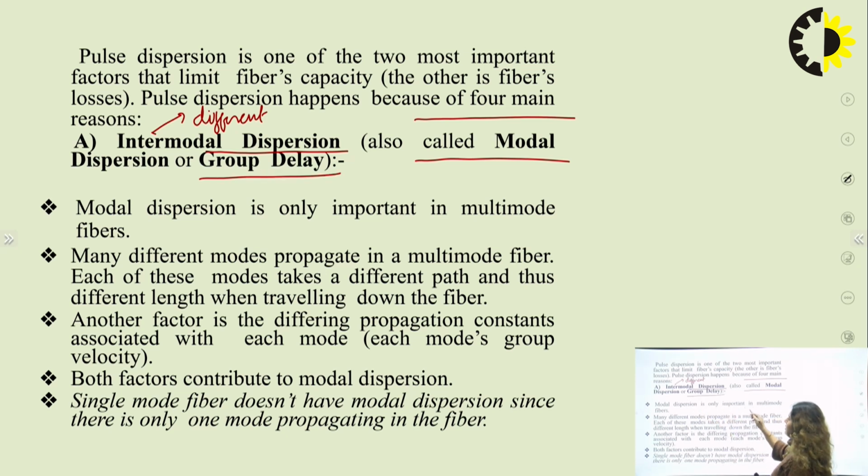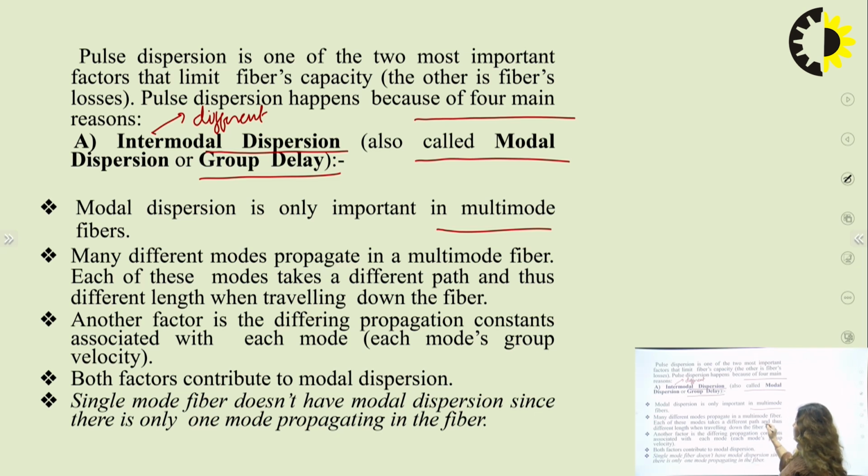Modal dispersion is only important in multimode fibers. Intermodal dispersion only occurs in multimode fiber, as multimode fibers can accommodate multiple modes. So the dispersion happening in these kinds of fibers will be intermodal dispersion, because the different modes get involved and they travel along the fiber with different velocities. At the end they will have some delay because they are traveling with different velocities. That's why we have a dispersion which is called intermodal dispersion.